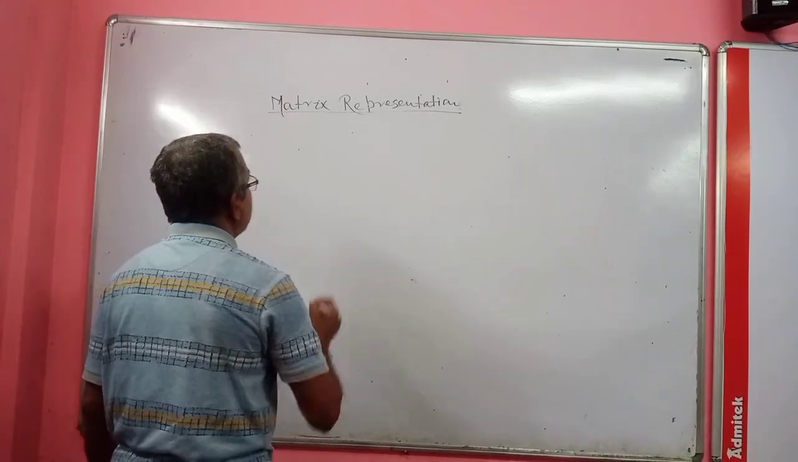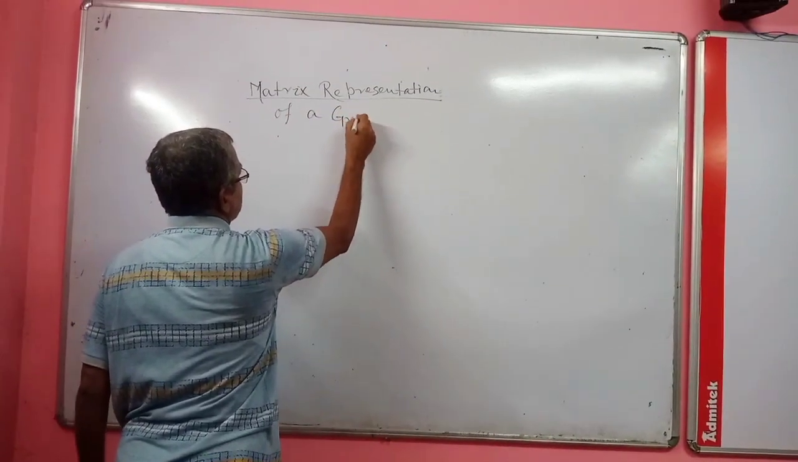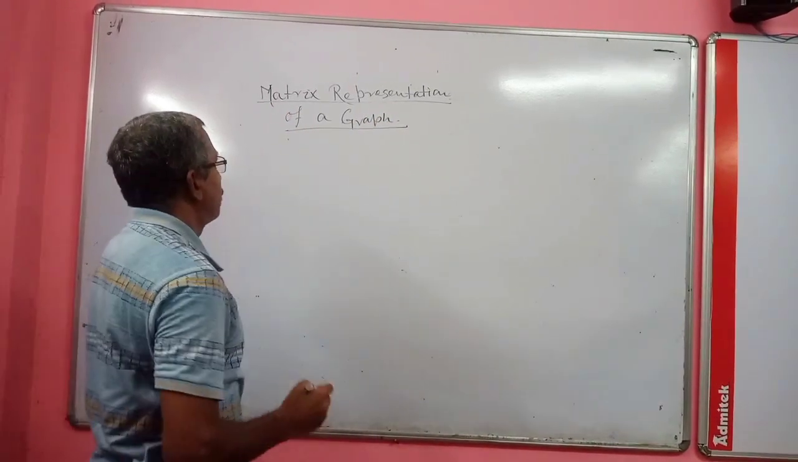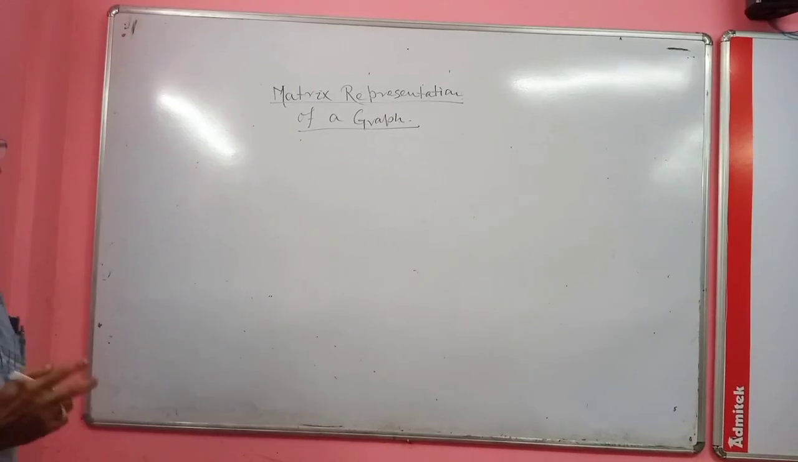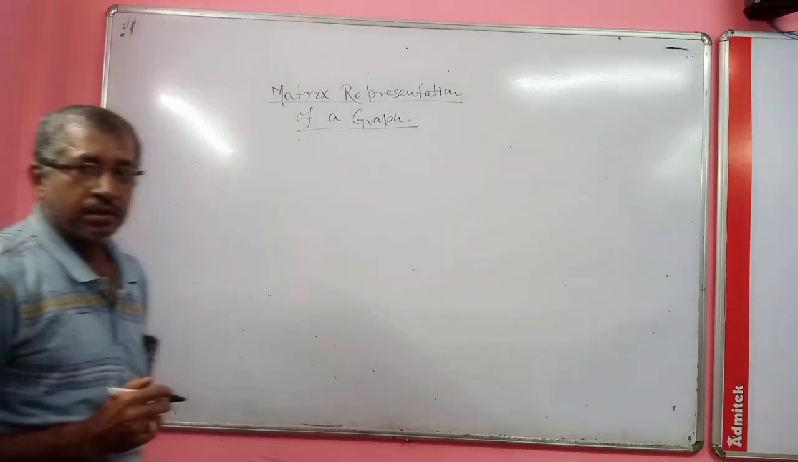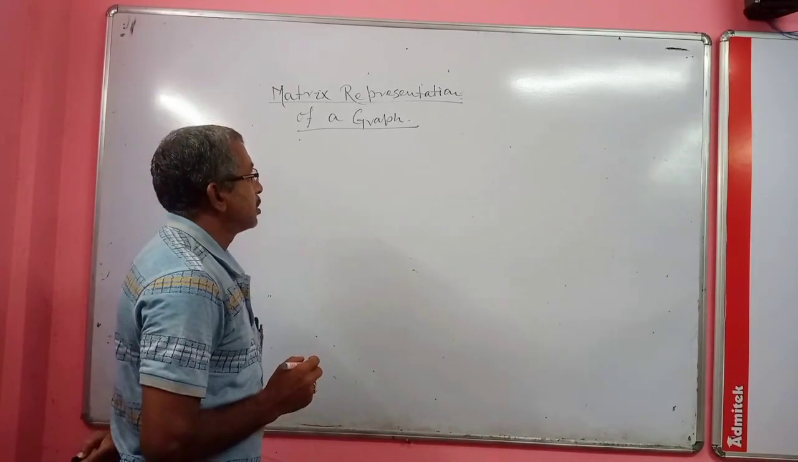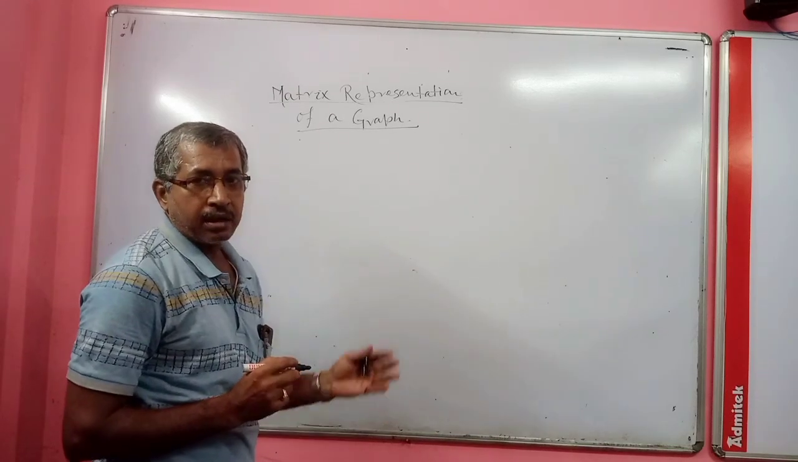Matrix representation of a graph. We can draw a graph by the help of given vertices and edges.